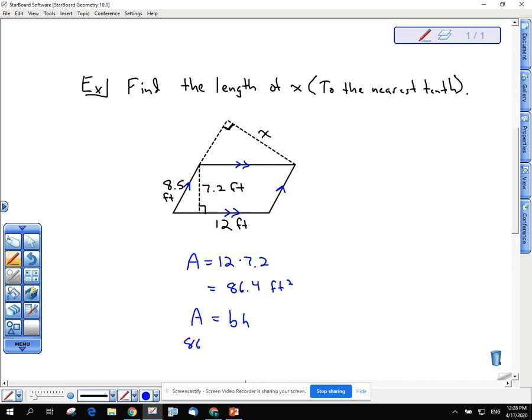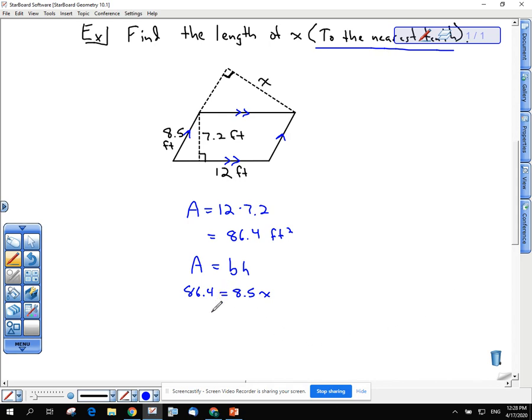That's 86.4 is equal to 8.5x. And again, I go to my calculator. Notice the directions say to the nearest tenth. So as I solve this, I take 86.4 and divide both sides by 8.5. Divide 86.4 by 8.5. I get a pretty wild decimal, 10.16470588. To the nearest tenth, that's going to be 10.2.